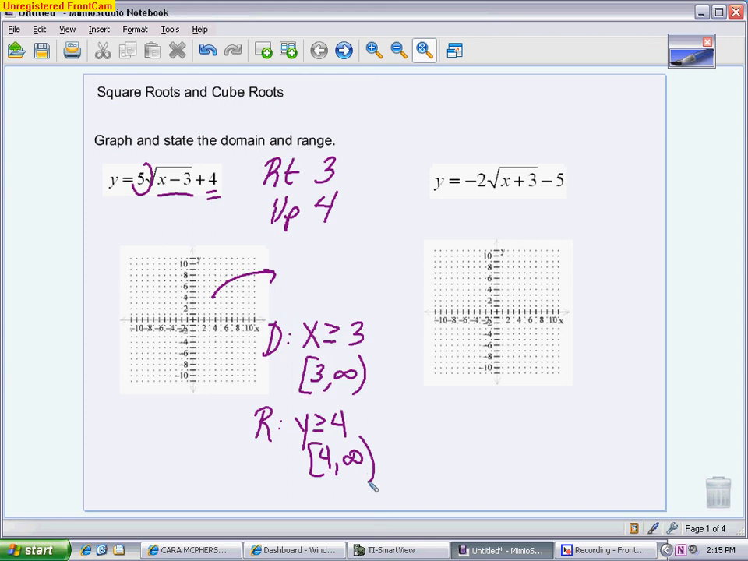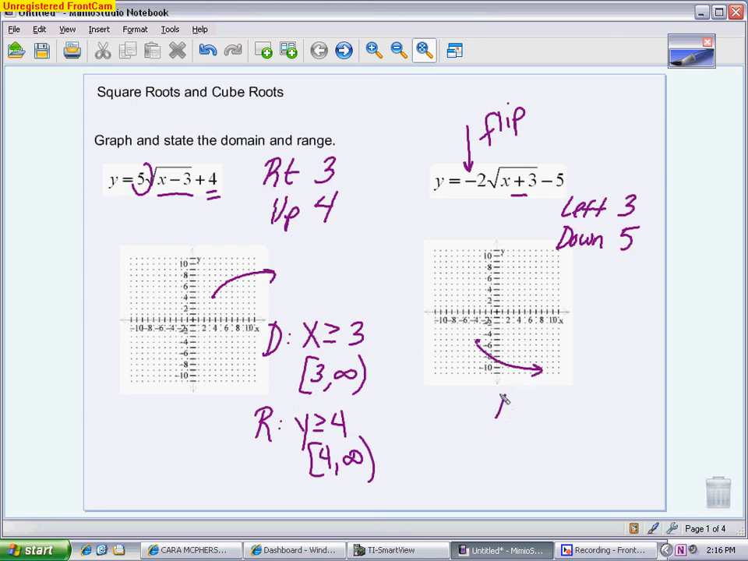For the second one, we have negative 2 radical x plus 3, minus 5. First, I'm going to talk about what's happening compared to the basic square root of x graph. First of all, this negative right here will flip my graph. The plus 3 is going to move us left 3, and the minus 5 is going to move down 5. So when I go on my graph, I'm going to go left 3 from the origin and then down 5, right about here. But this time, be careful when you draw it, you're actually going to be arching downwards. That negative flips it upside down.